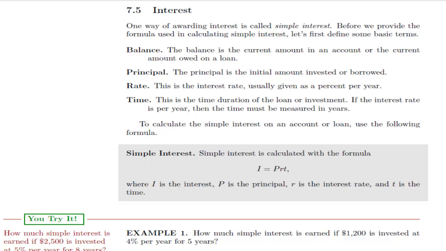To calculate the simple interest on an account or loan, use the following formula. Simple interest is calculated with the formula I equals PRT, where I is the interest, P is the principal, R is the interest rate, and T is the time.